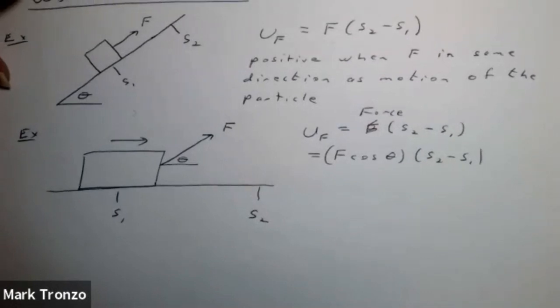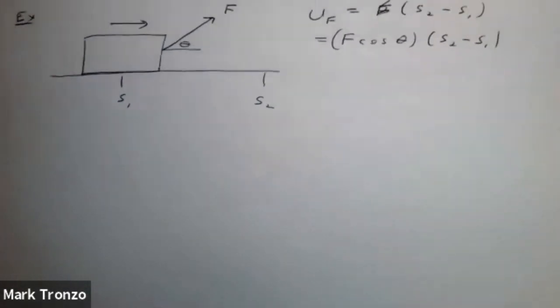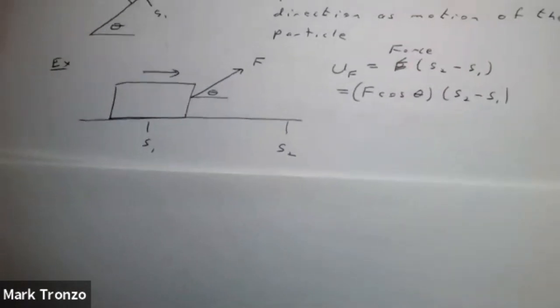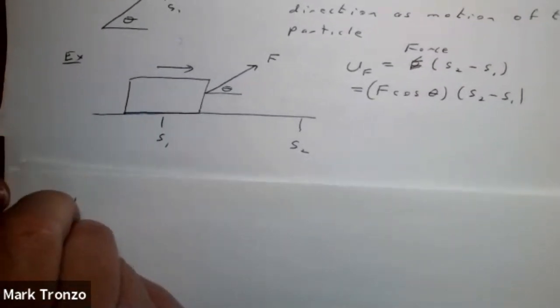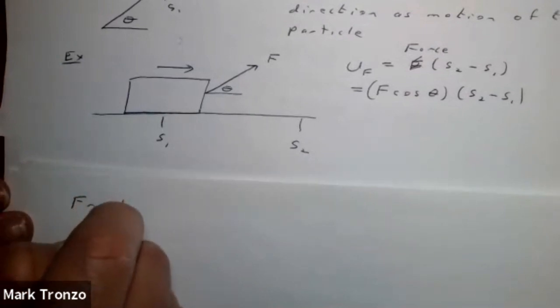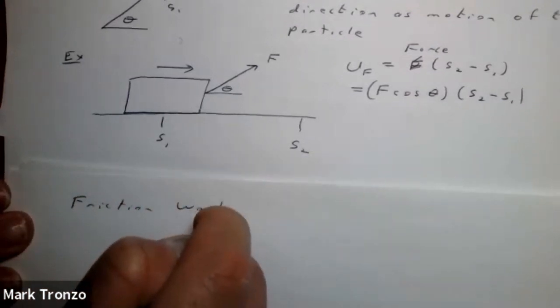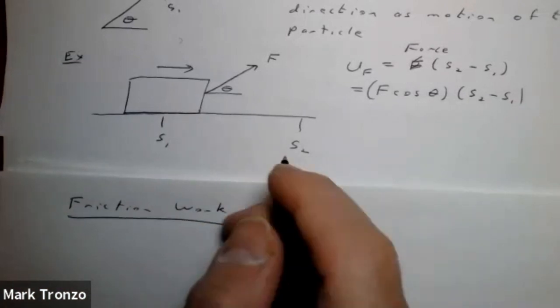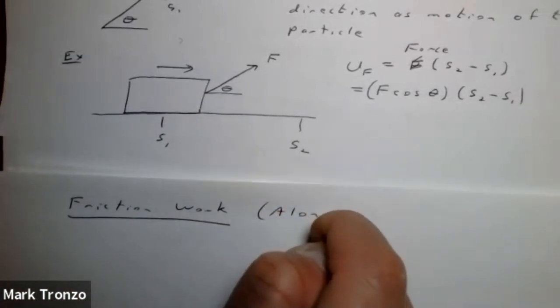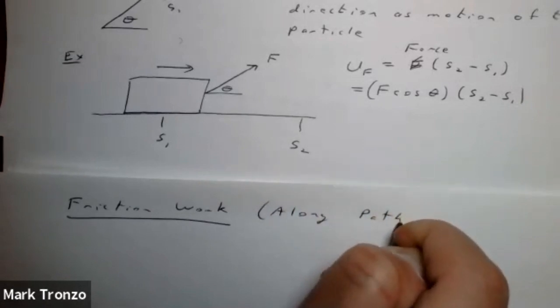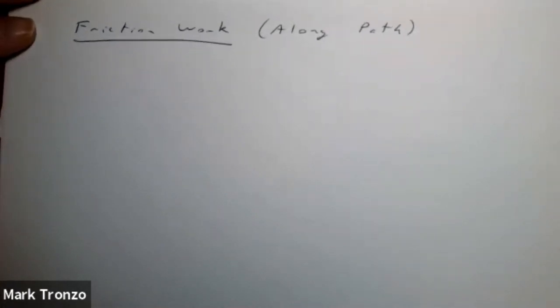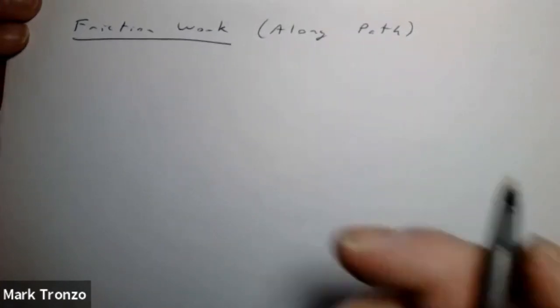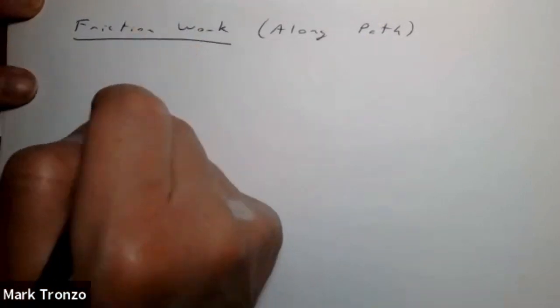Okay, next thing we'll look at is friction work. Friction work is almost going to be the same thing. Again, always along the path. You can probably almost always say that when we apply it, it's going to be negative, though we'll see in a few minutes when we actually apply it.